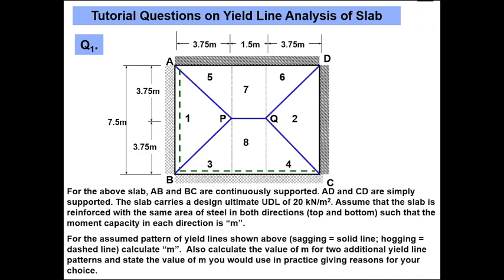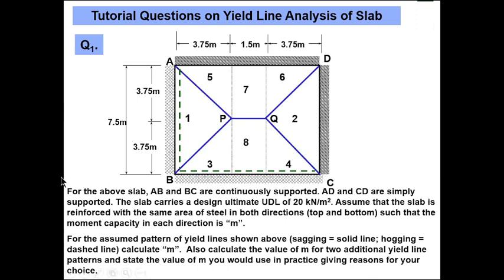The tutorial question here is given. You can see a rectangular slab has been given of dimension 7.5 by 9, and in this slab the yield line pattern has been supplied already. The blue solid lines are the sagging yield line pattern, while the green dotted lines at the continuous edge are the hogging yield line pattern.